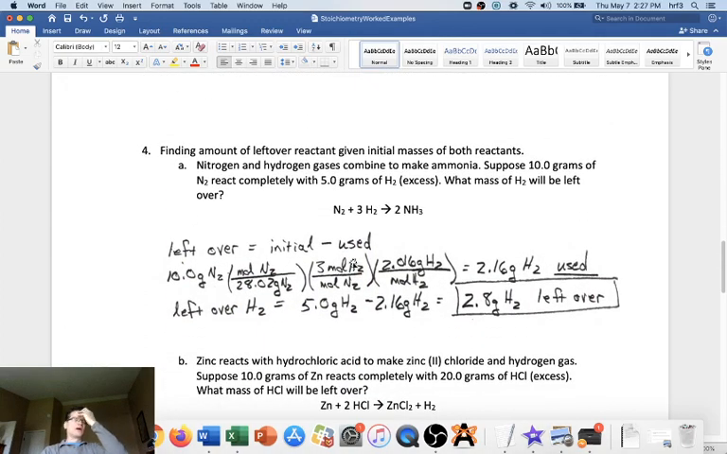All right, one more problem. This time we're finding an amount of leftover reactant, given initial masses of both reactants. So here I've got nitrogen combining with hydrogen to make ammonia. I know that I have 10 grams of nitrogen and 5 grams of hydrogen, and I want to know how much hydrogen will be left over.